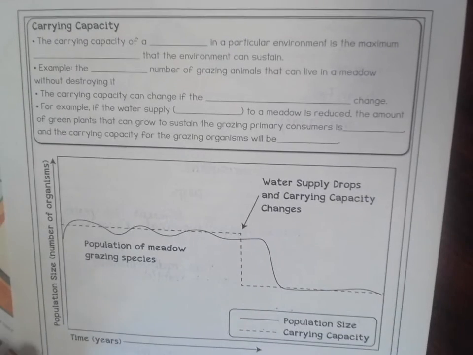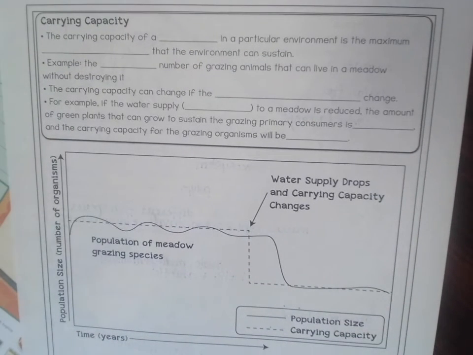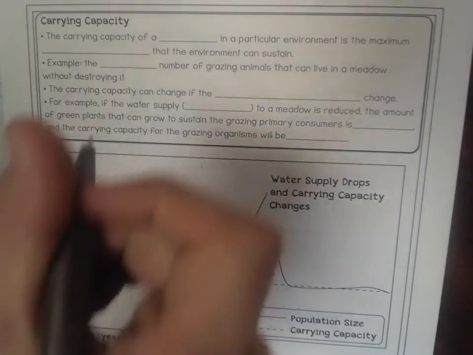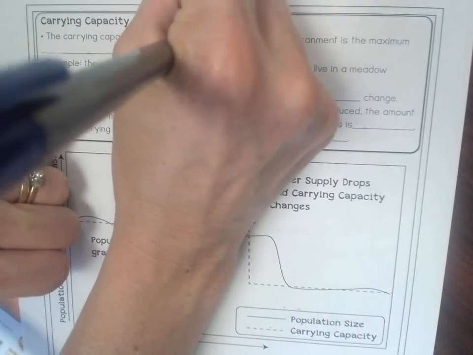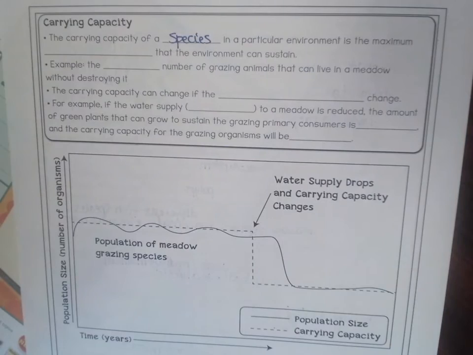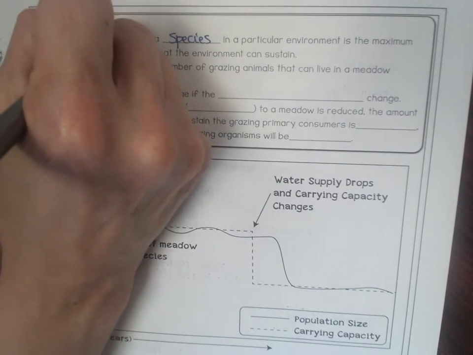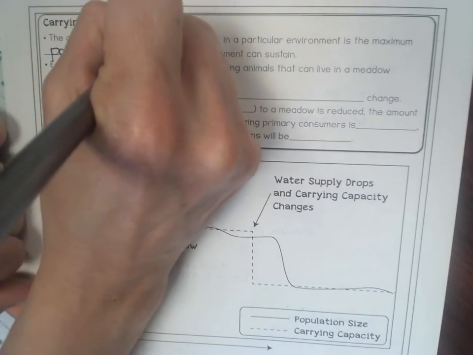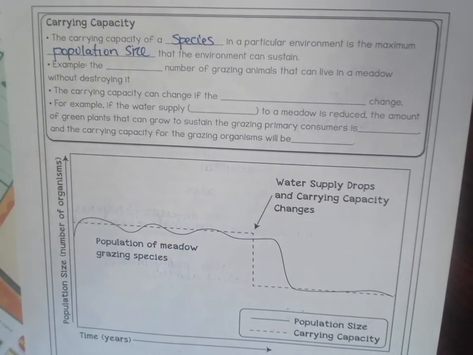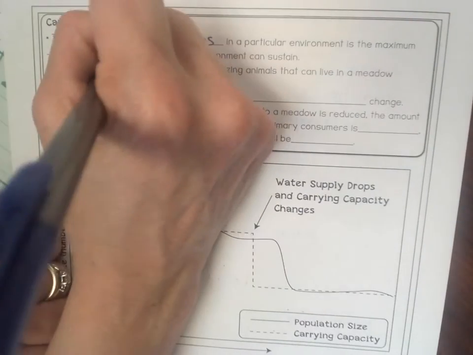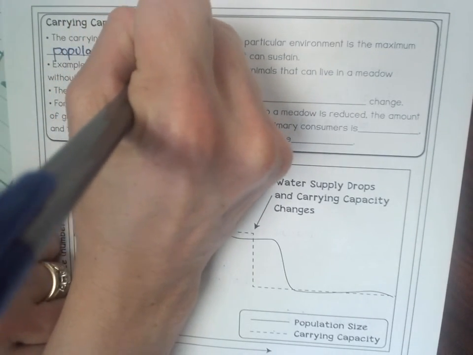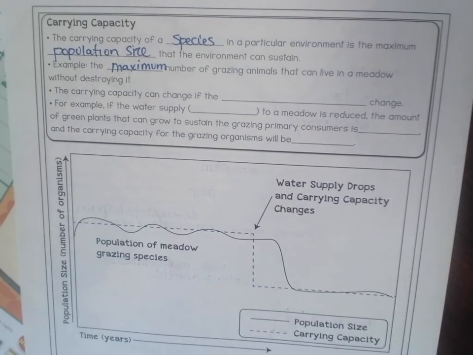So lastly, this is our last page, we have a term called carrying capacity. The carrying capacity of a species in a particular environment is the maximum population size that the environment can sustain. So the example of this would be the maximum number of grazing animals that can live in a meadow without destroying it.